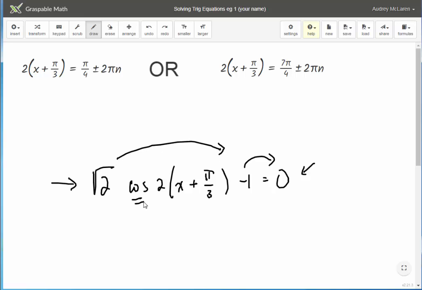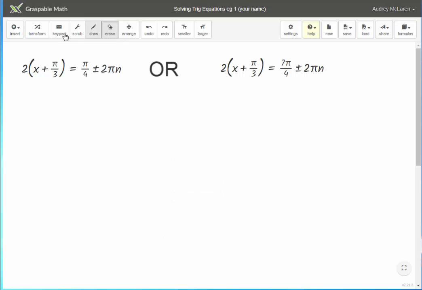And you've already inverse cosed. So we've already done the a and k step, and we've already done the inverse cos. And we're now at the point where we can say, well, one of the angles was pi over 4, and the other one was 7 pi over 4. We've tacked this on. We're going to get Graspable Math to do the rest of the algebra for us that's involved in solving for x.